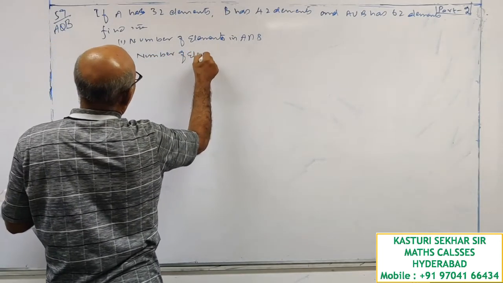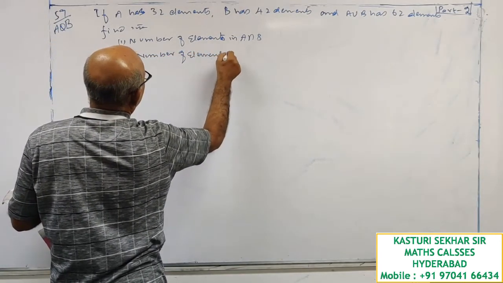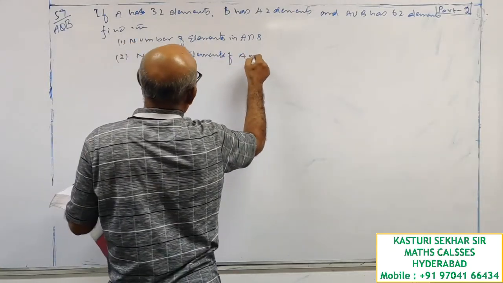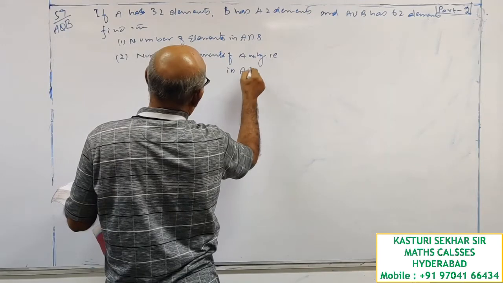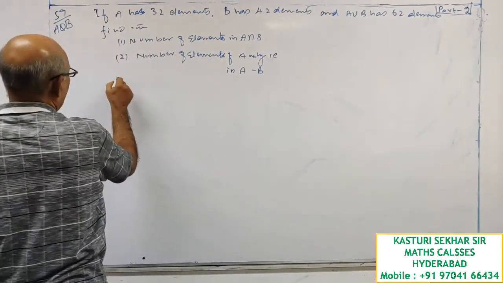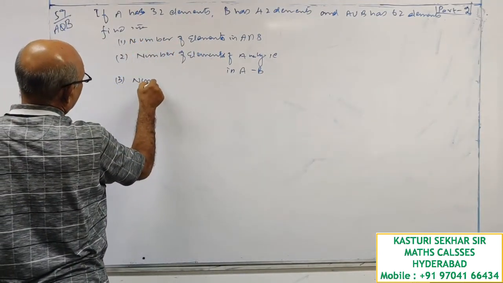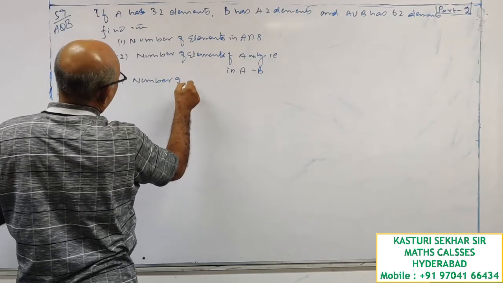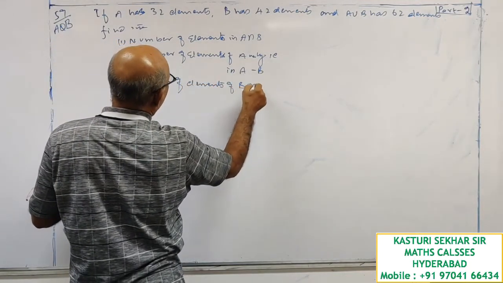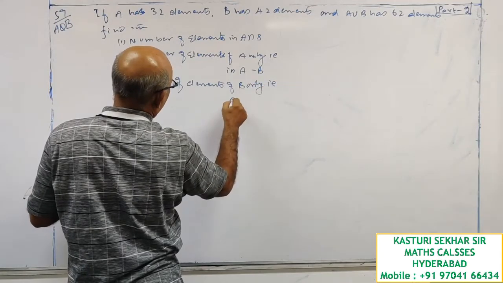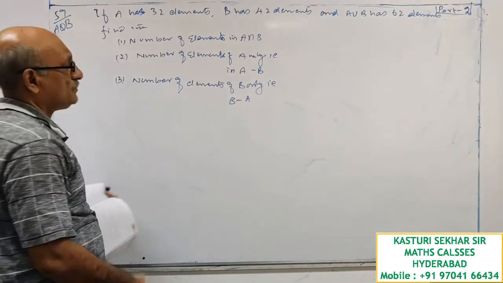Number of elements of A only, that is in A minus B. Third one, number of elements of B only, that is B minus A.